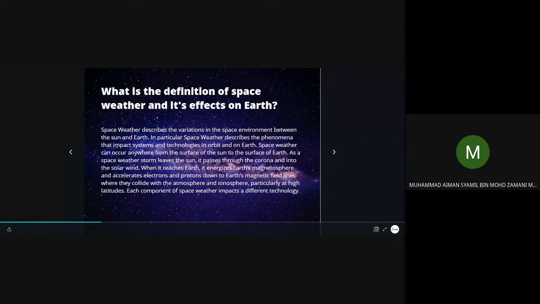What is the definition of space weather and its effect on Earth? Space weather describes the variations in the space environment between the Sun and the Earth. In particular, space weather describes the phenomena that impact systems and technologies in orbit and on Earth. Space weather can occur anywhere from the surface of the Sun to the surface of Earth. As a space weather storm leaves the Sun, it passes through the corona and into the solar wind.